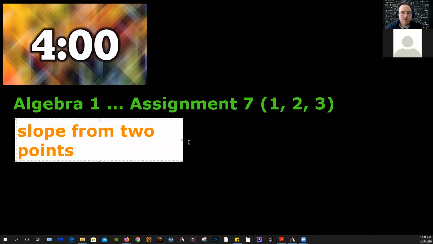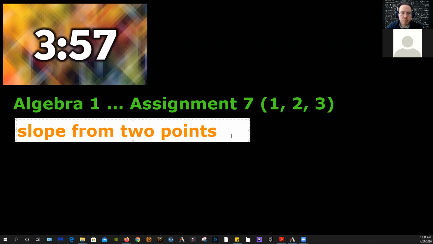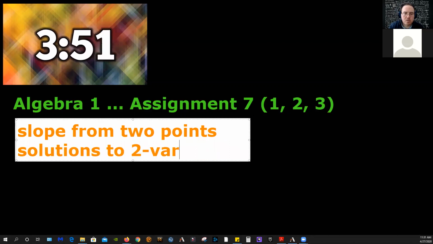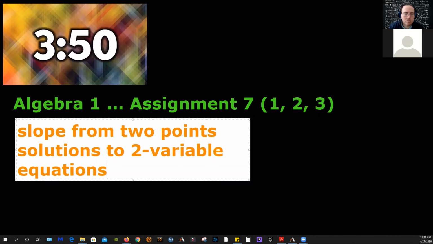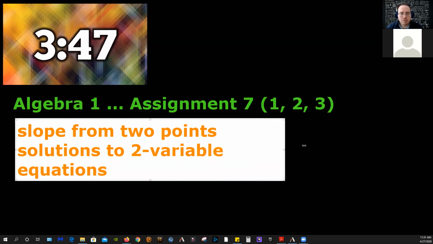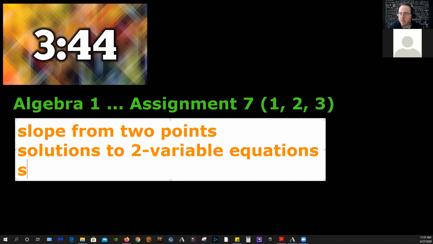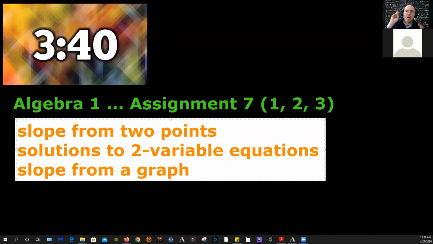we're going to make sure we review slope from 2 points because it's super important. We're also going to be doing solutions to 2 variable equations. And the other thing is slope from a graph. So the 3 questions you're going to get today are from these skills in particular.